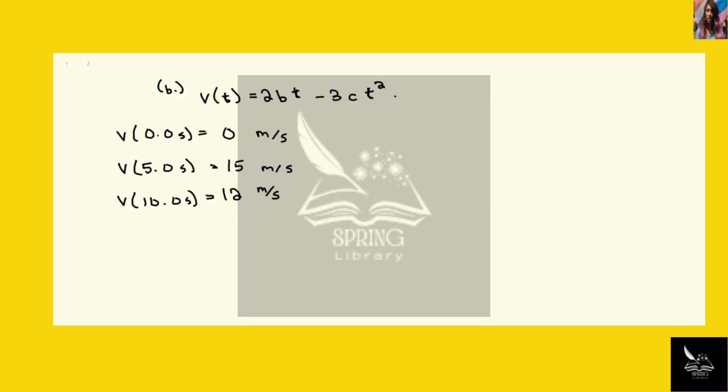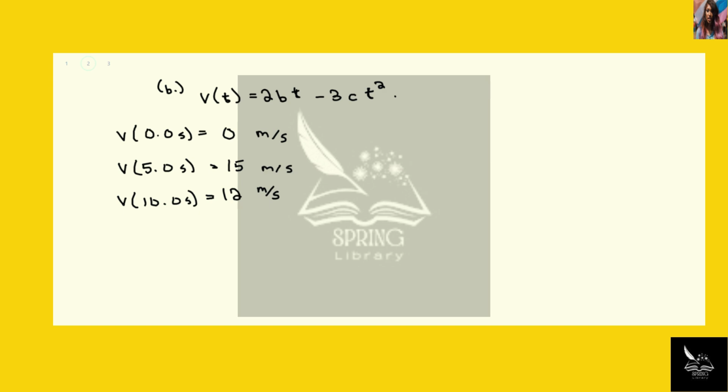And so now we move on to part C. In part C, we need to know the time value so that the velocity is 0. We know what v of t is. We got it in part B. So plugging in 0 for v and then solving for t here, we have 0 equals 2b times t minus 3c t squared. I'm going to cancel a factor of t and then move the 3ct over.